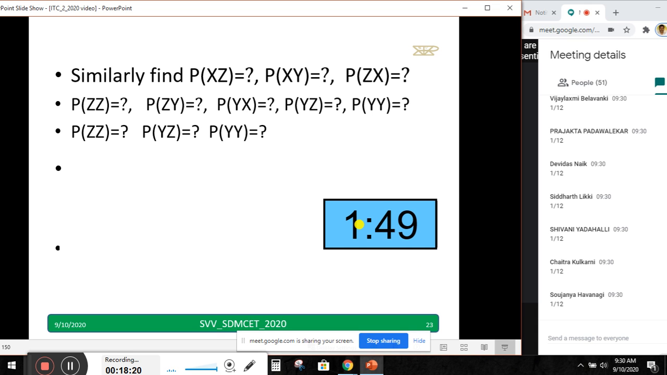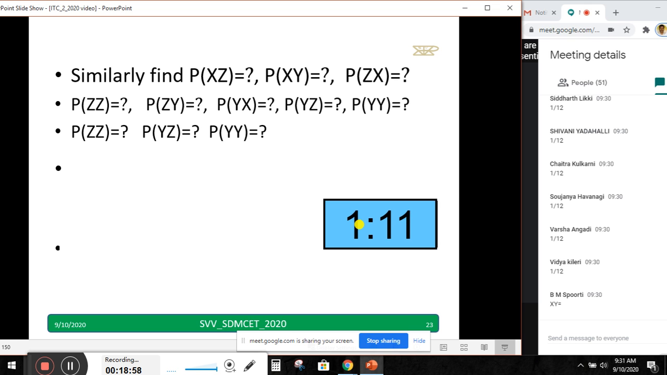Saujanya, Chaitra, Shivani, Siddharth, Devidas Nayak have done it. I want all of you to do this, and Varsha Angadi has completed. I want you to do all these and write the probability. YZ equal to how much probability? YY, and ZY, YY, ZZ. All these combinations you can take. If a combination is the same, then just leave it. Find out ZX, ZZ, ZY, YX, YZ, YY.